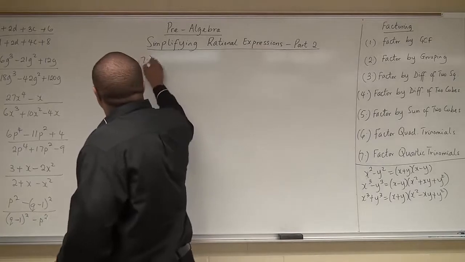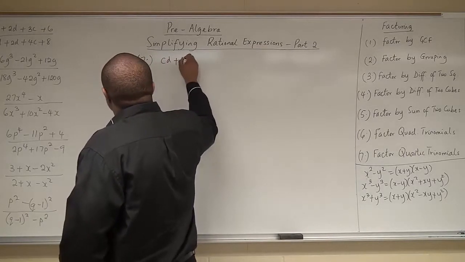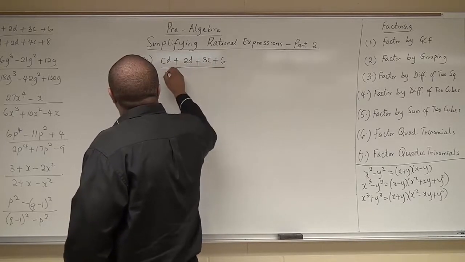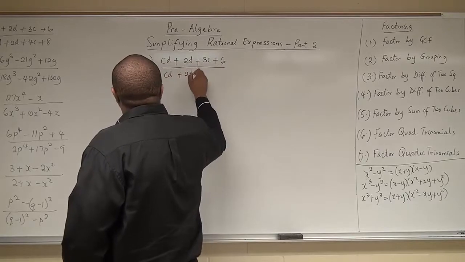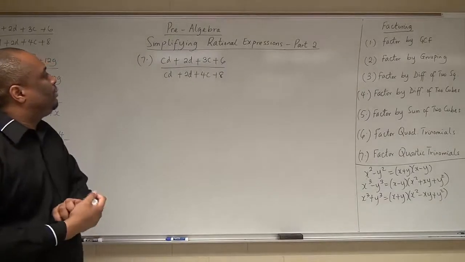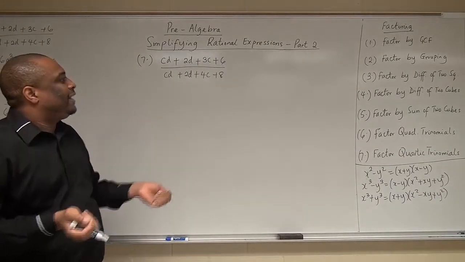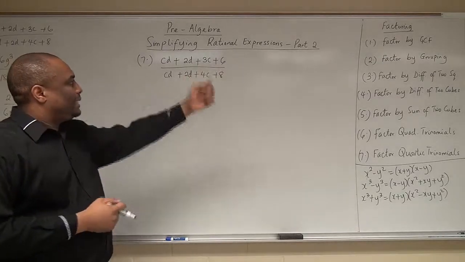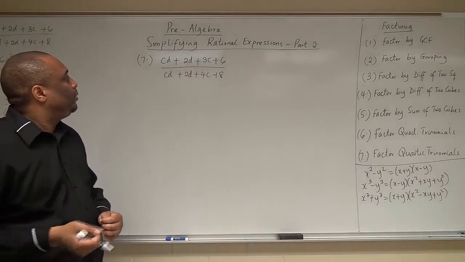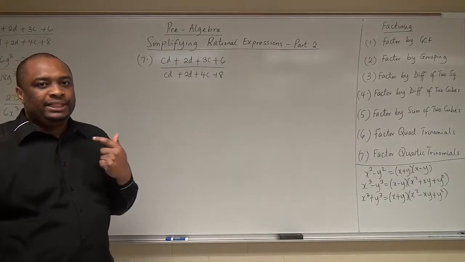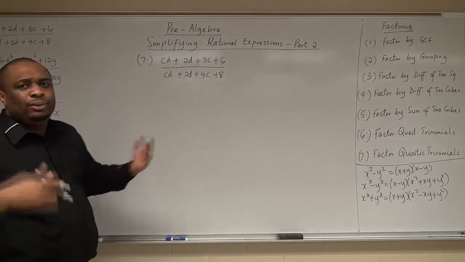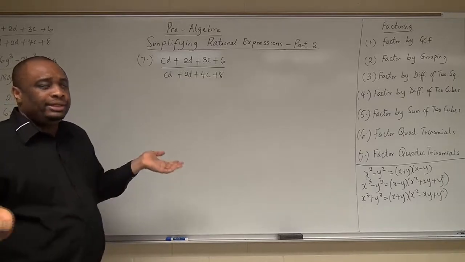Question 7. We have (CD + 2D + 3C + 6) over (CD + 2D + 4C + 8). We look at the numerator; we can factor by grouping. We also look at the denominator; we can also factor by grouping. We factor by grouping and then by GCF. With factoring by grouping, I like doing my empirical method, but you can do the horizontal method.